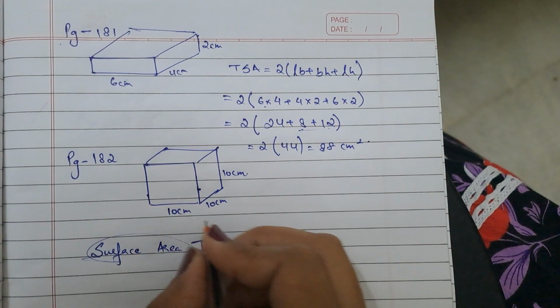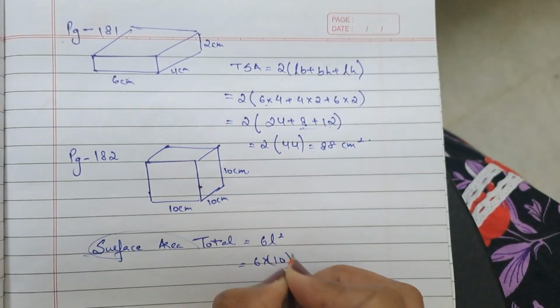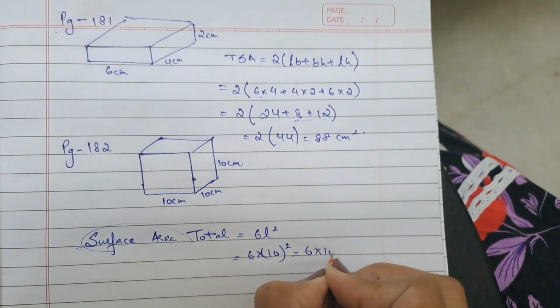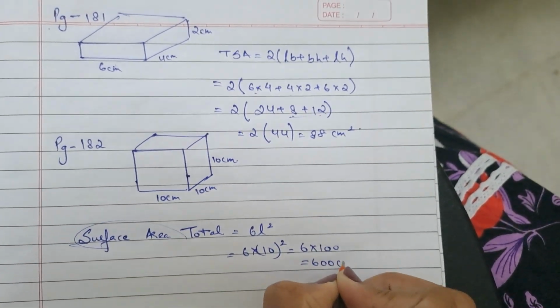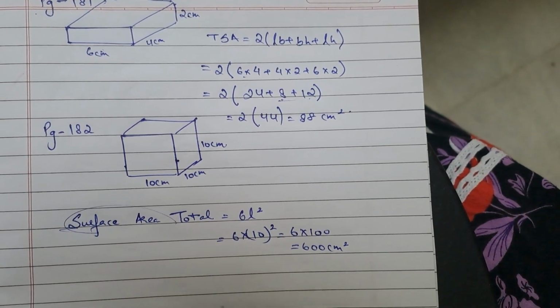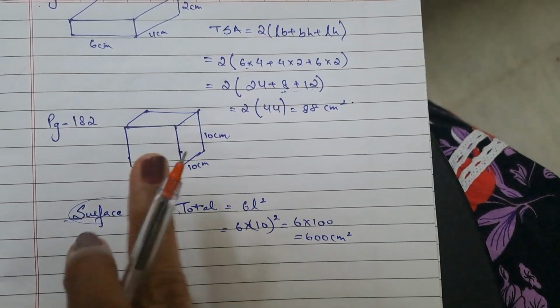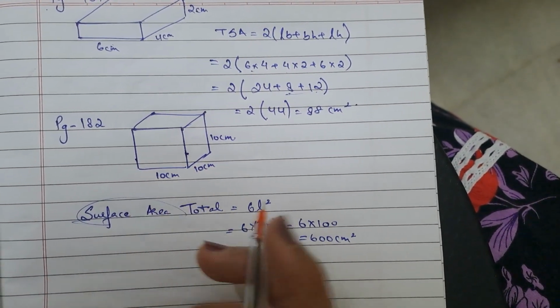So the total surface area for the cube is 6L square, that is 6 times 10 square, that becomes 6 into 100, which is nothing but 600 centimeter square. And then it says lateral surface area of another cube. Another cube is given, and that cube's lateral surface area I need to find, but I'm going to find the lateral surface area for this one itself in here.